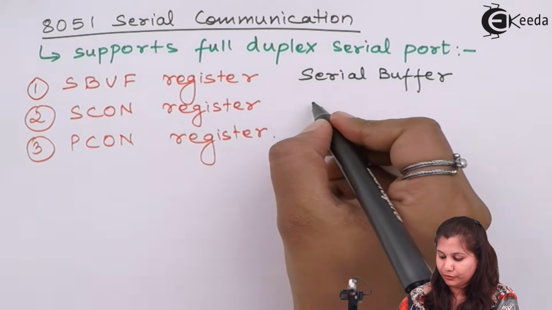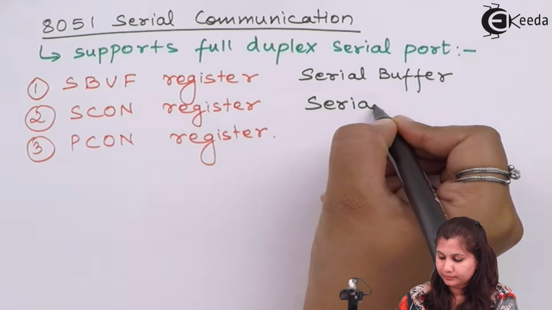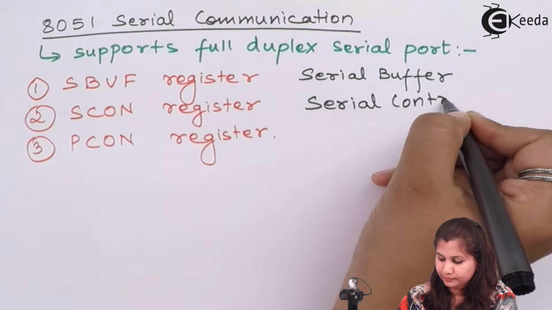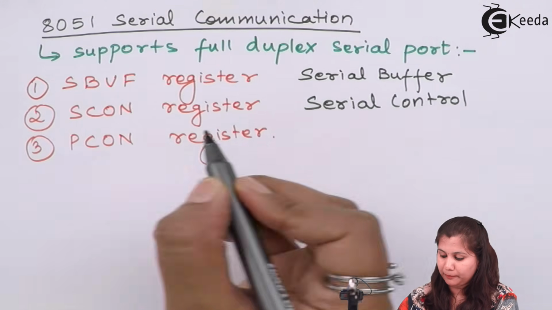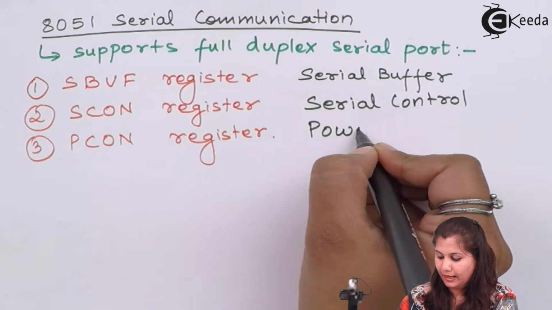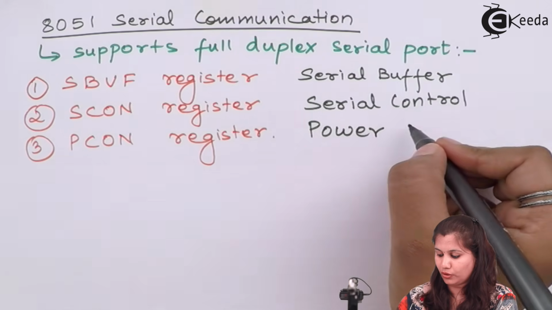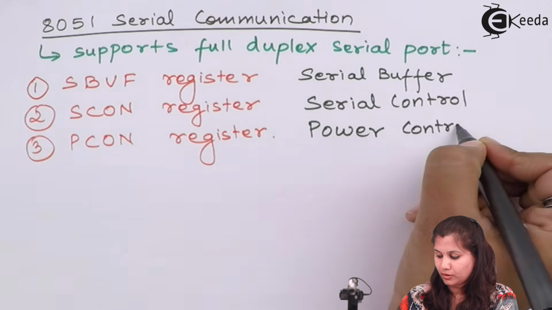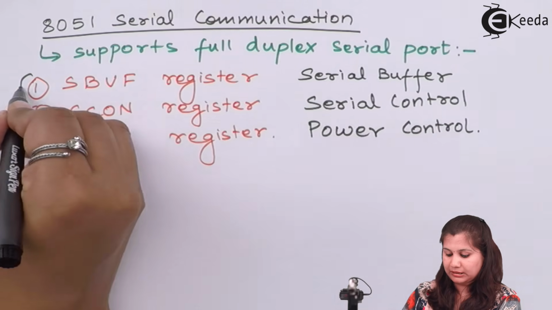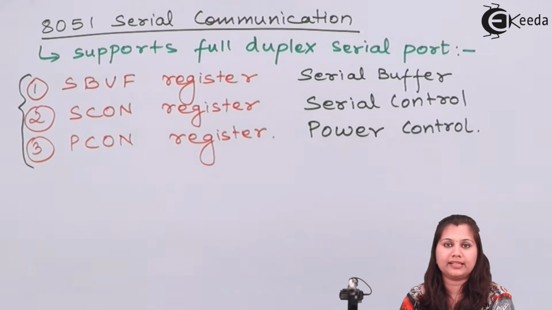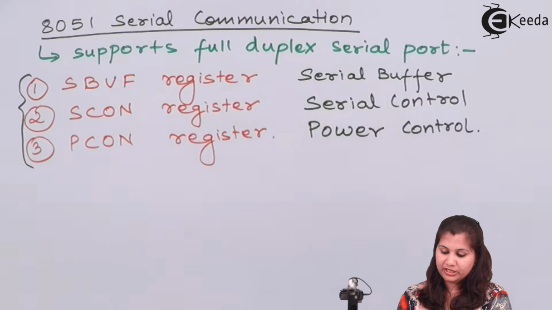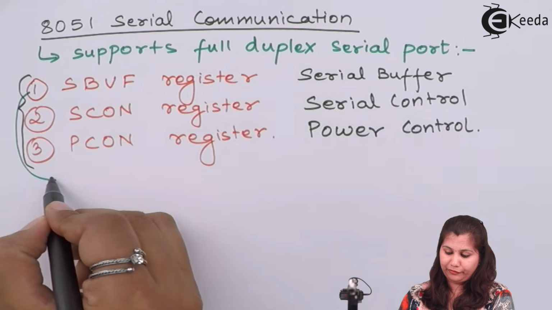SCON is serial control. And PCON, P is for power and CON is for control. So these three are the special function registers in 8051. We will study these registers in detail. First we will start with SBUF.